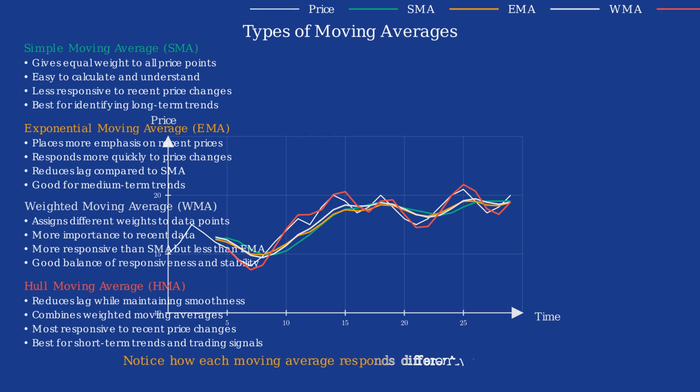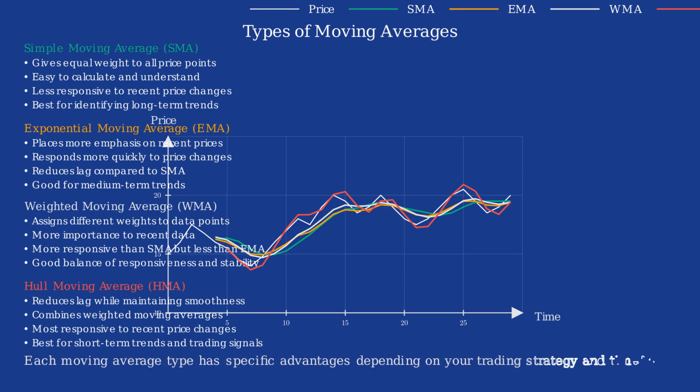Notice how each type of moving average responds differently to price changes. The Hull moving average reacts most quickly, followed by the exponential moving average, then the weighted moving average, and finally the simple moving average. Each type of moving average has specific advantages depending on your trading strategy and time frame. Understanding these differences will help you select the most appropriate moving average for your analysis.